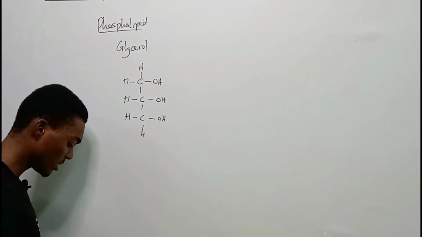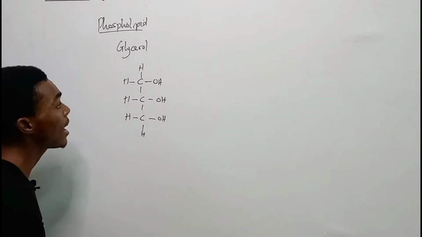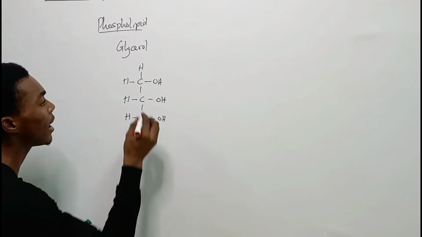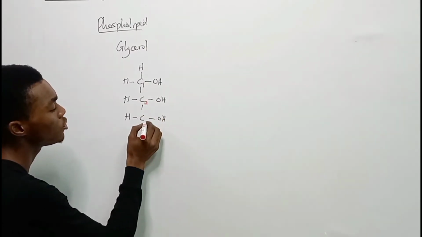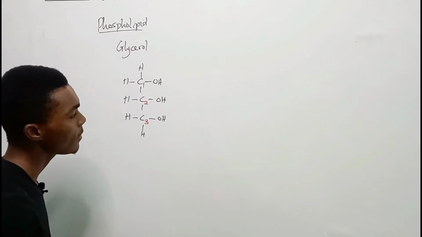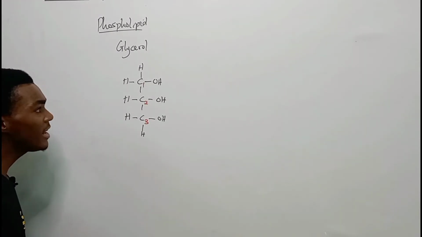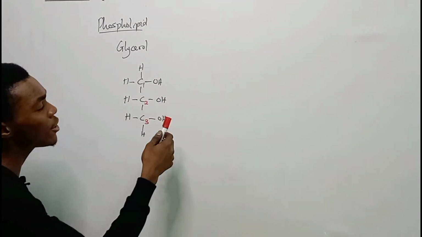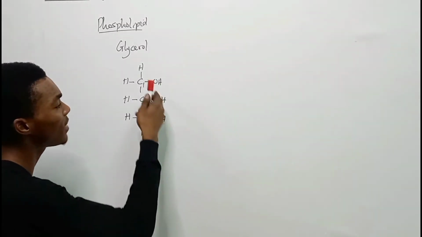To make this so simple, let's try to number the carbons that we have over here. We're going to consider this carbon to be our carbon 1, that's to be our carbon 2, and this is going to be our carbon 3. Okay, fine. Now, what is binding to the hydroxyl groups of the carbon 1 and carbon 2?